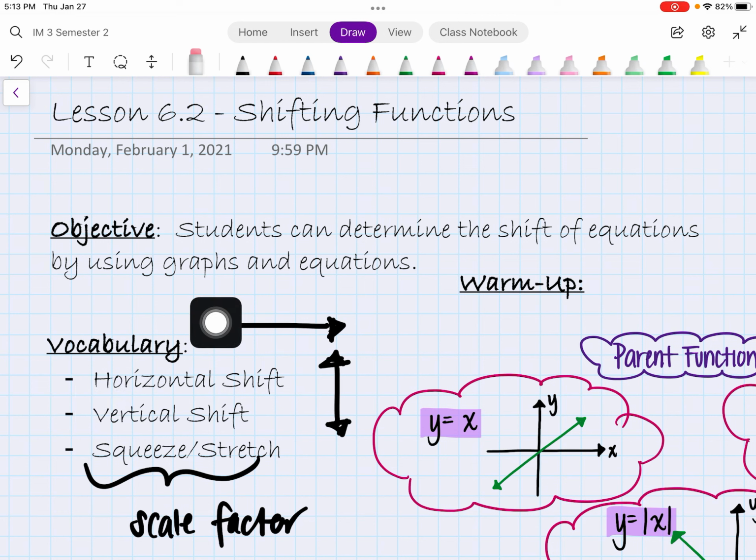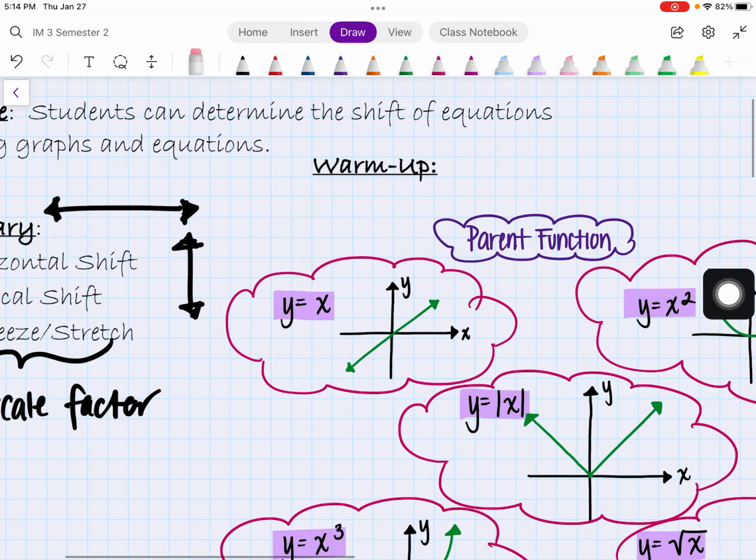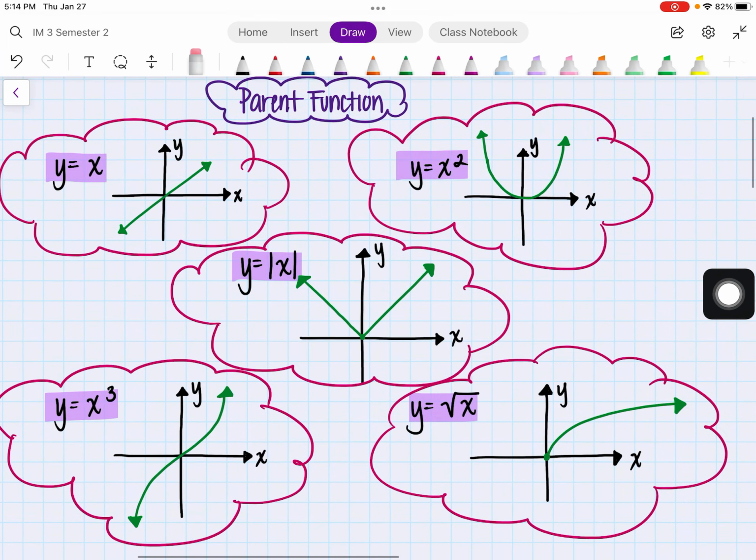Horizontal shift in this case talks about directions from left to right. Vertical shift is up and down. A squeeze or a stretch in this case talks about a scale factor, and most of the time it's actually a number being multiplied. And just in this case, guys, something quick. We do have parent functions. We are going to be working with most of these functions here.